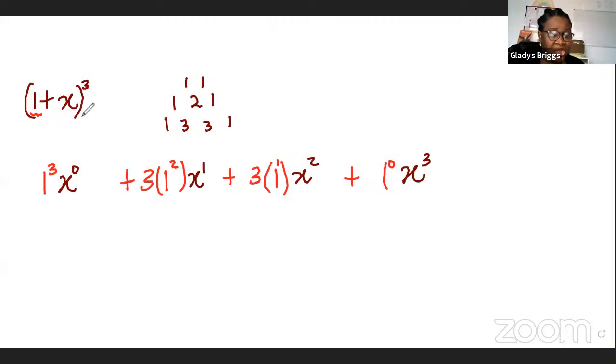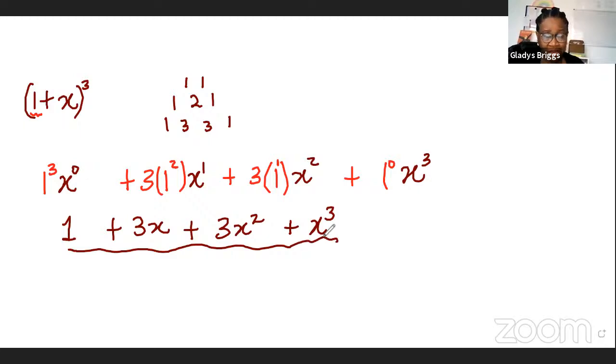So I've dealt with the ones and I've dealt with the x's. So this would be 1 to the power of 3 times x to the power of 0, which is 1. Okay, 1 times 1 is 1, plus 3 times 1 squared is 3, so 3x, because x to the power of 1 is x, plus 3 times x squared is 3x squared, plus 1 to the power of 0 is 1, so that's 1 times x cubed, and that will be x cubed. Okay, so that's how I got my answer.